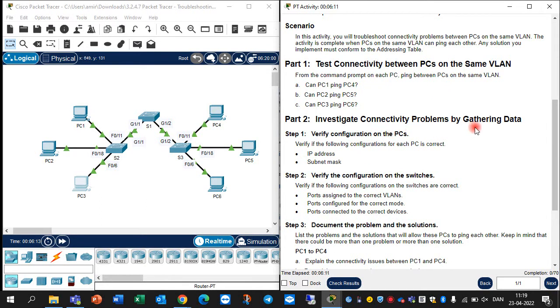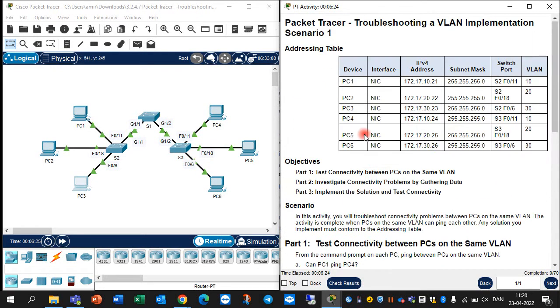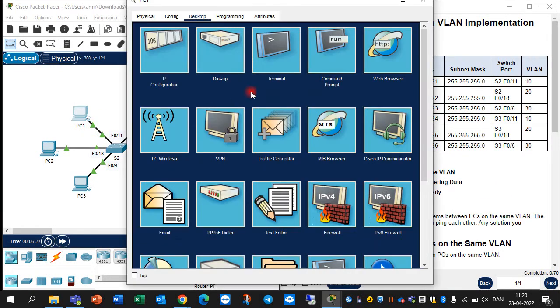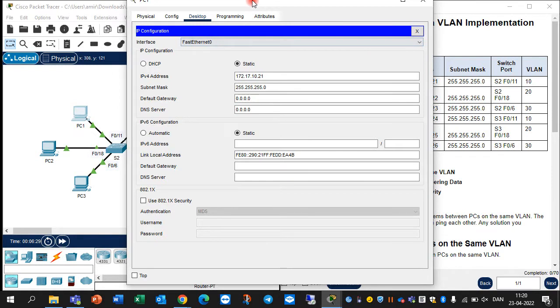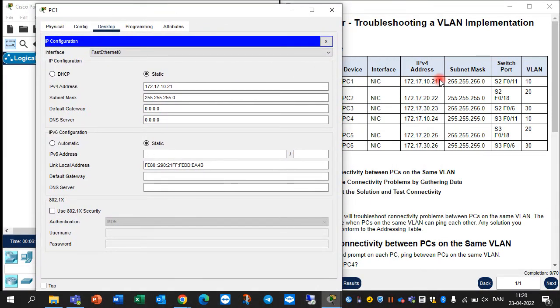Investigate connectivity problems by gathering data. Verify if the following configuration for each PC is correct. We should check and verify the IP address and subnet mask for all of the PCs here. For PC1, go here and you can see the IP address is right and the subnet mask is also right.